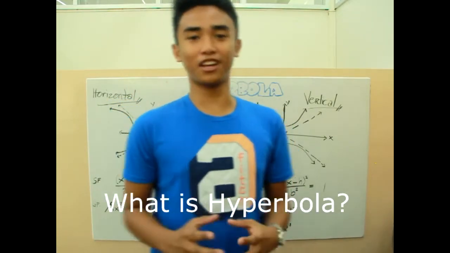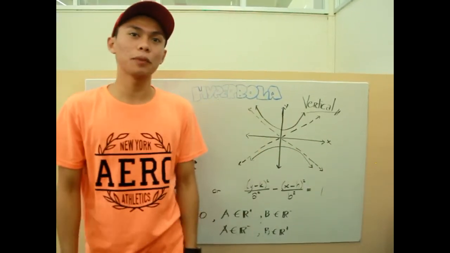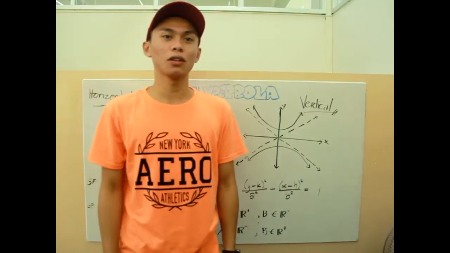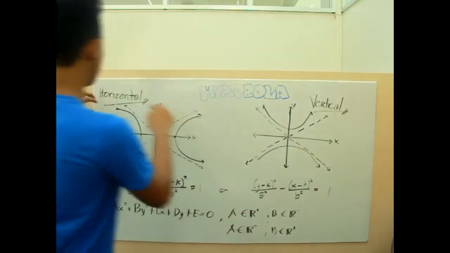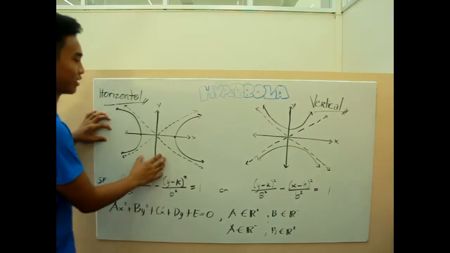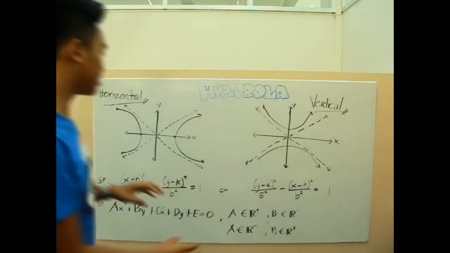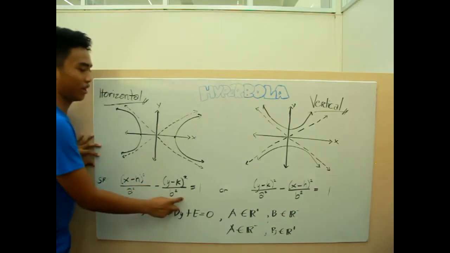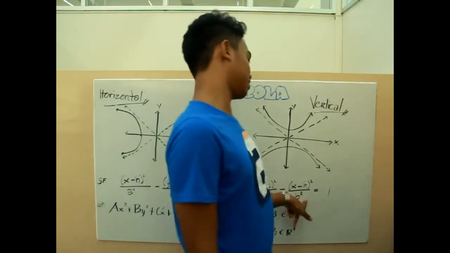So what is a hyperbola? A hyperbola is the set of all points in a plane whose difference of distances from two fixed points, called the foci, is constant. There are two types of hyperbolas, the horizontal and the vertical hyperbola. So this is what the horizontal hyperbola looks like, and this is what the vertical hyperbola looks like. You can easily identify a horizontal hyperbola if the minus sign is on the y, and if it is a vertical hyperbola, the minus sign is on the x.